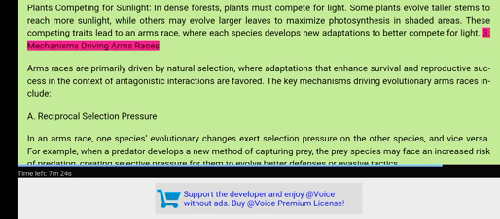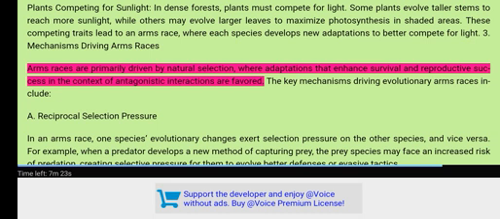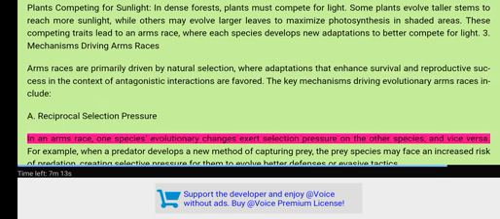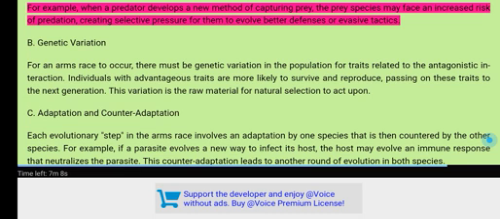3. Mechanisms driving arms races. Arms races are primarily driven by natural selection, where adaptations that enhance survival and reproductive success in the context of antagonistic interactions are favored. The key mechanisms driving evolutionary arms races include A. Reciprocal selection pressure. In an arms race, one species' evolutionary changes exert selection pressure on the other species, and vice versa. For example, when a predator develops a new method of capturing prey, the prey species may face an increased risk of predation, creating selective pressure for them to evolve better defenses or evasive tactics.